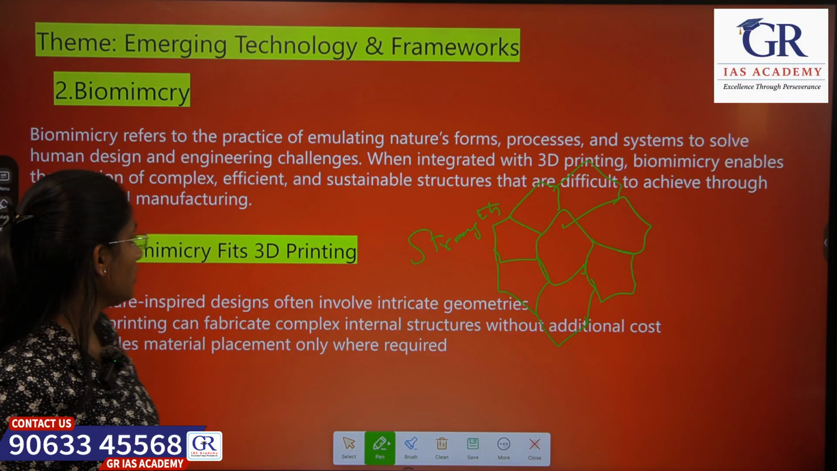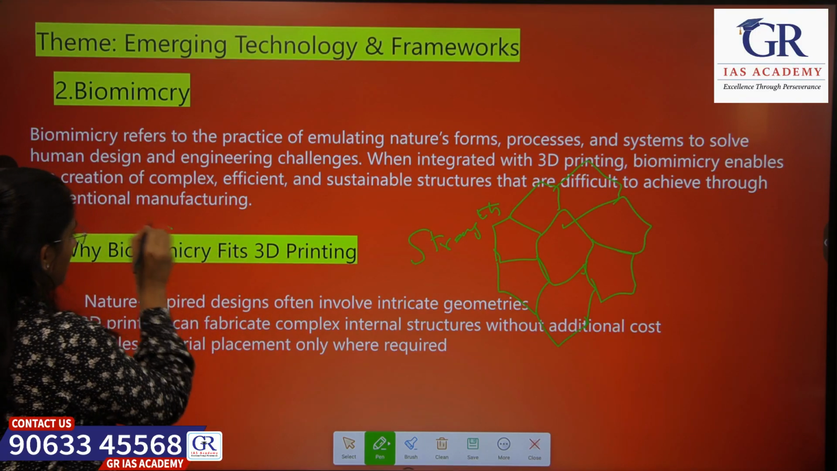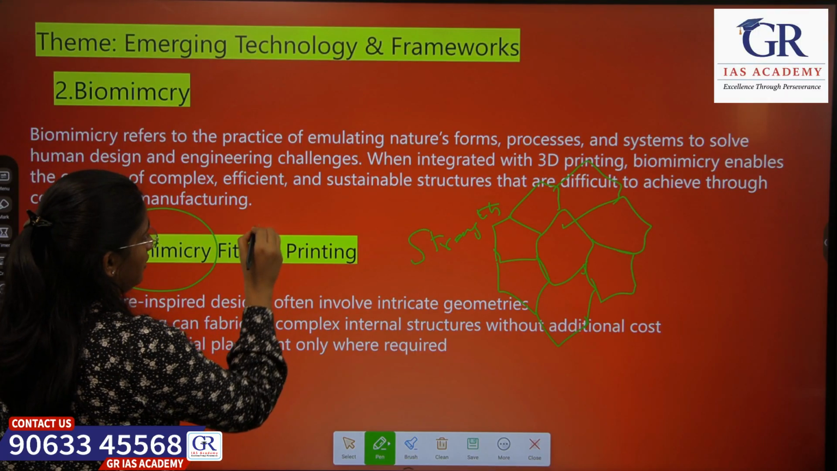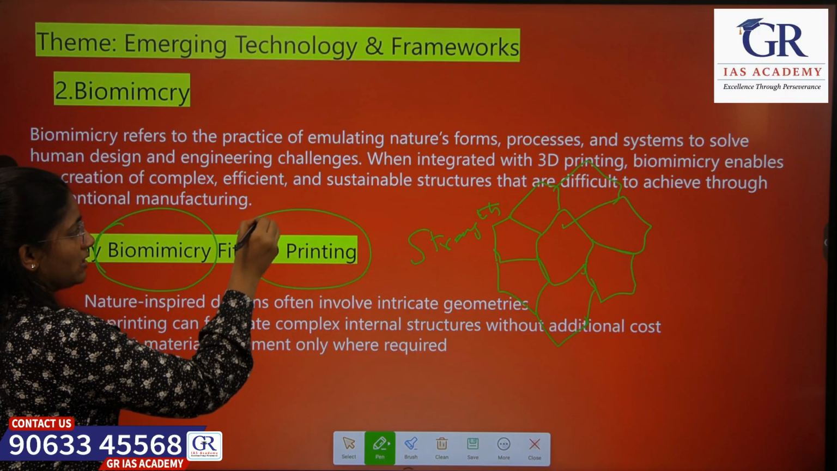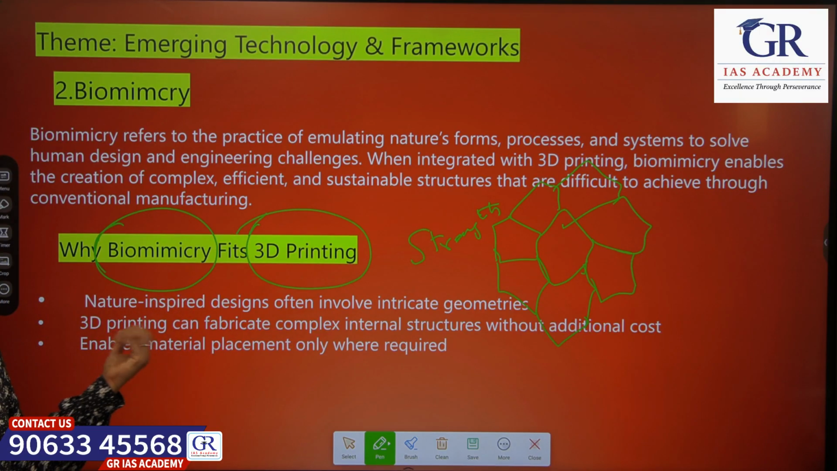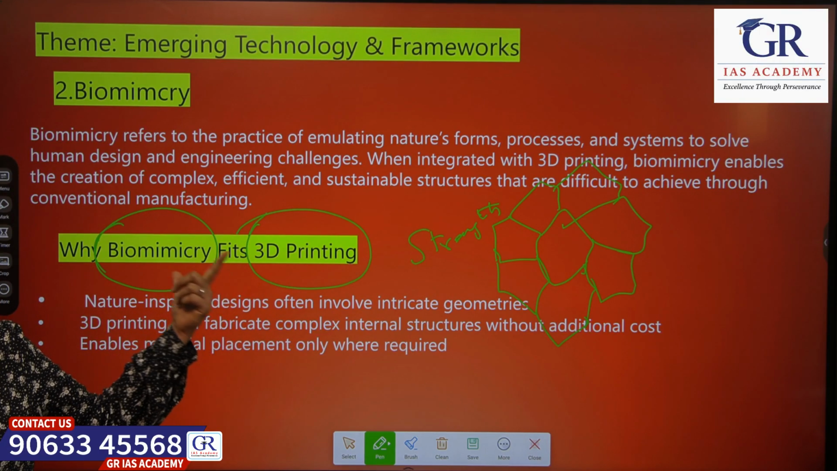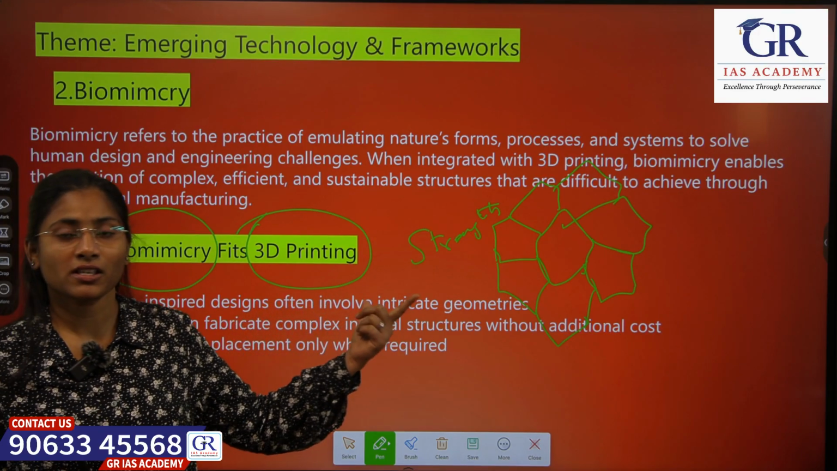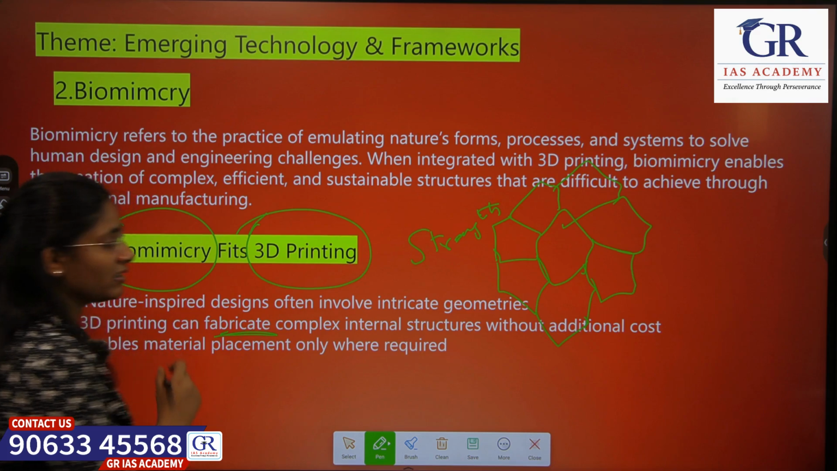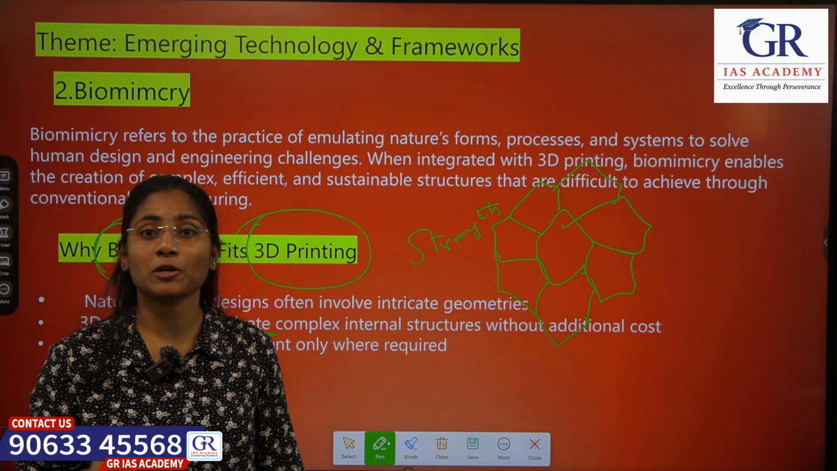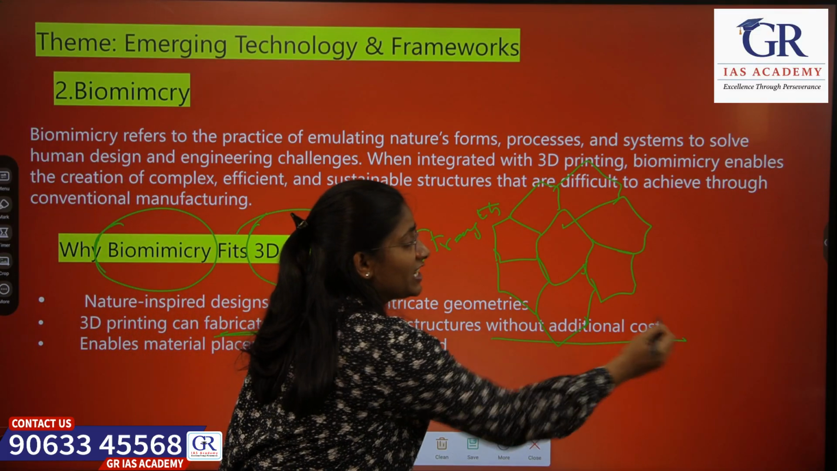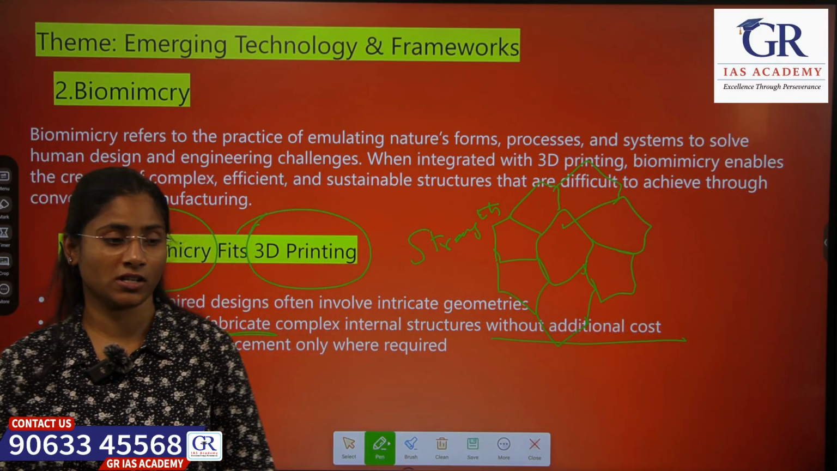So this biomimicry helps us to find solutions for our problems, and 3D printing is optimal for that because it allows us to fabricate complex structures that are present in nature without any additional cost. Why without any additional cost?